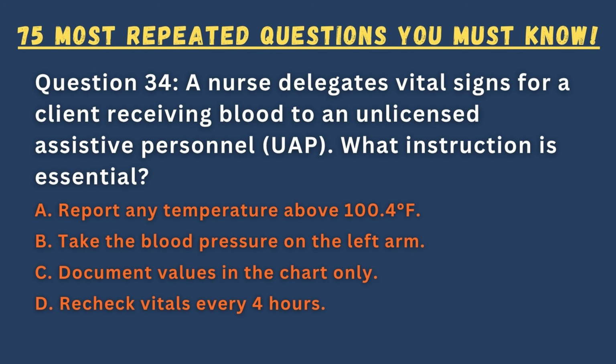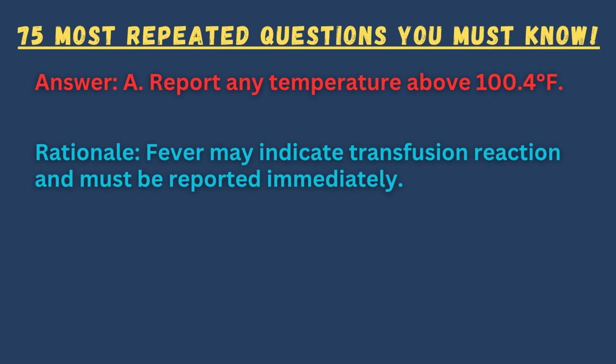Question 34. A nurse delegates vital signs for a client receiving blood to an unlicensed assistive personnel, UAP. What instruction is essential? A. Report any temperature above 100.4 degrees Fahrenheit. B. Take the blood pressure on the left arm. C. Document values in the chart only. D. Recheck vitals every 4 hours. Answer: A. Report any temperature above 100.4 degrees Fahrenheit. Rationale: Fever may indicate transfusion reaction and must be reported immediately.